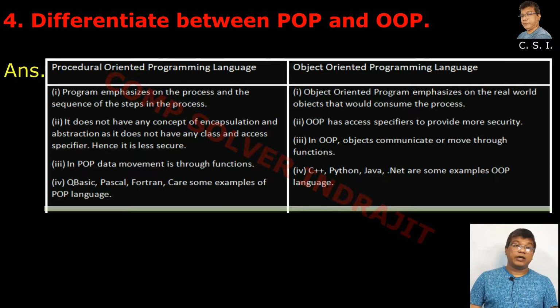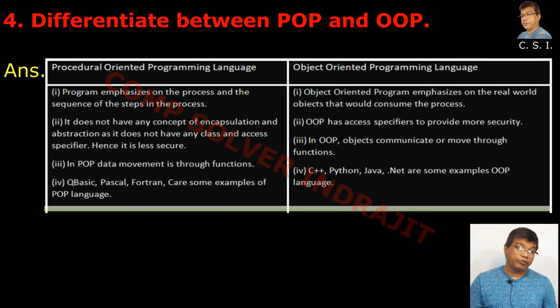Point number 2, under POP language, it doesn't have any concept of encapsulation and abstraction, as it doesn't have any class and access specifier, hence it is less secure. Under OOP language, point number 2, OOP has access specifiers to provide more security. Point number 3, under POP model, data movement is through functions. Under OOP model, objects communicate through functions.